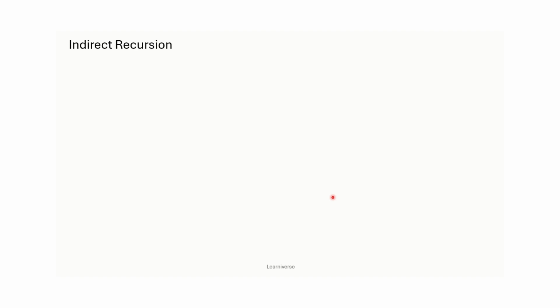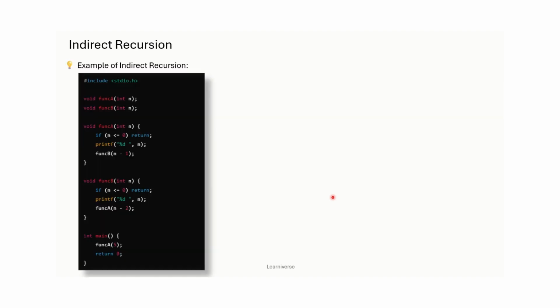So let's understand indirect recursion. So here what is happening is, from the main function we are calling function A. So it is going to function A, and from there we are calling function B. It is coming to function B, and then from there we are calling function A. So this is known as indirect recursion. Whatever I explained here, function A calls function B, and function B calls function A again. This is an example of indirect recursion.